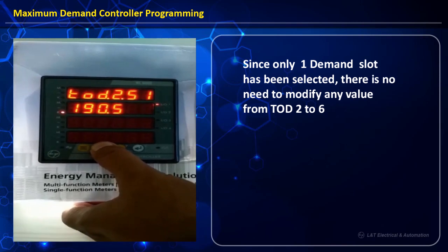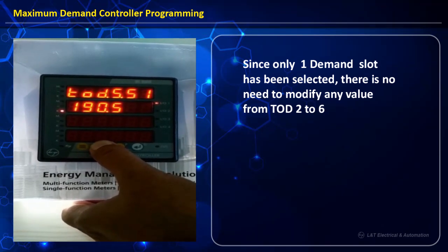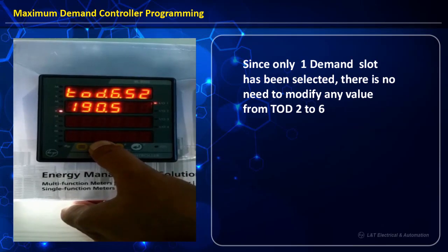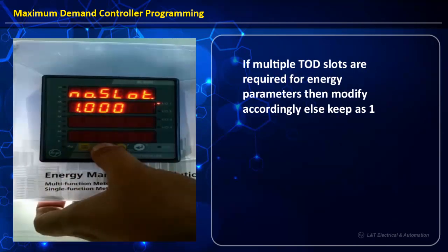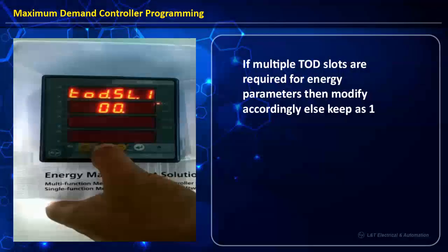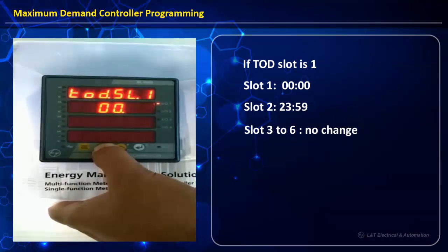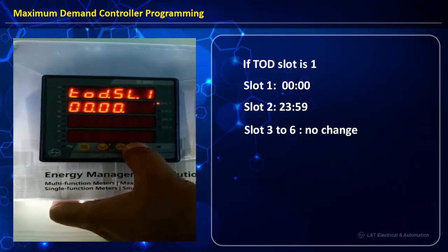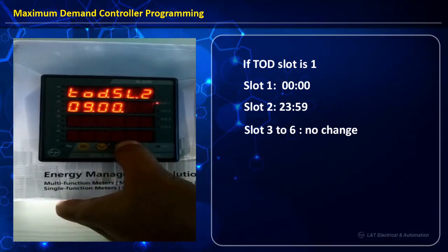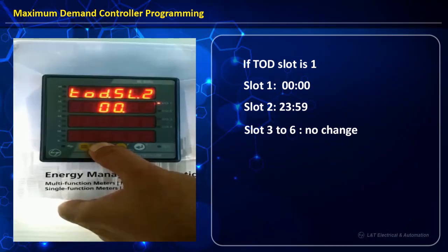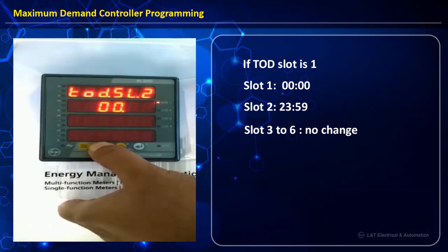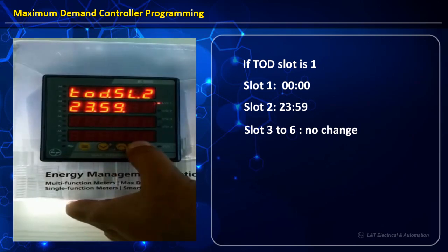Now since we have programmed only for TOD1, that is from 00 to 2359, the remaining TOD slots can be kept as it is. Next we move to the energy slots. So number of slots we can put only one, that is from 00 to 2359. If required, we can have 6 energy slots, or in our case we have selected only one slot. So for energy values as per TOD, we will select it from 00 to 2359, and from slot 3 to slot 6 there won't be any change.